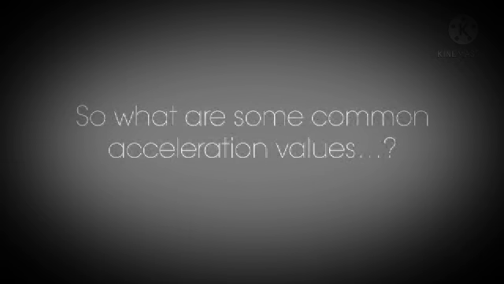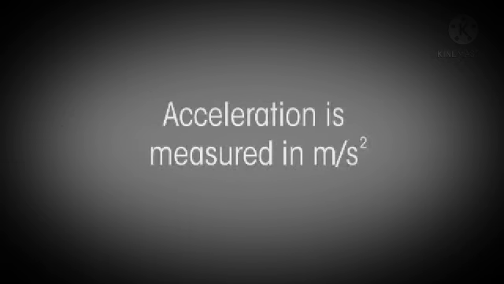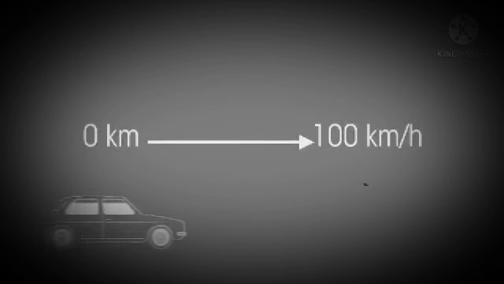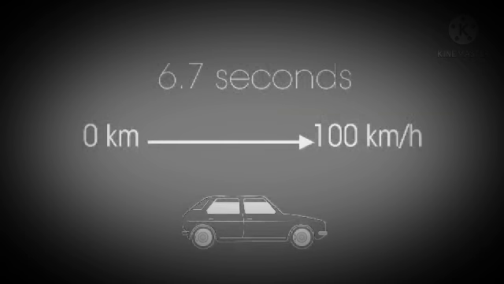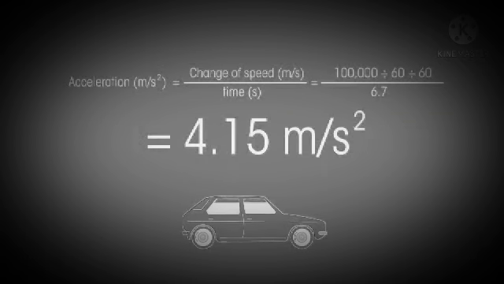So what are some common acceleration values? We already know acceleration is measured in meters per second squared. A common hatchback car can reach 100 km an hour in 6.7 seconds. This gives it an acceleration of 4.15 meters per second squared. For this calculation, we have to turn the 100 km into meters first, then turn the per hour into seconds by turning it into minutes and then seconds, and divide it by 6.7 seconds to get the acceleration.